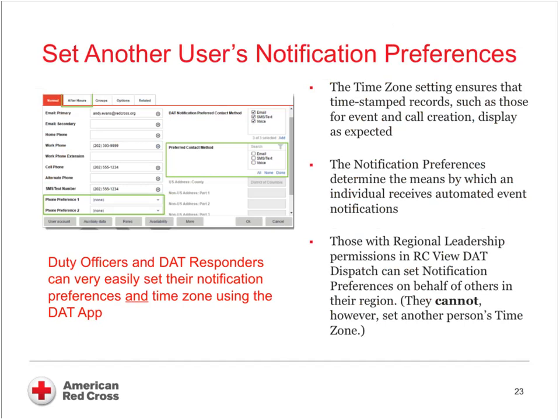And then the other is setting the notification preferences. So what phone am I going to get contacted on? Am I going to get email? Am I going to get SMS, texts, and where? Understanding, of course, that their contact information is actually coming to us from Volunteer Connection.